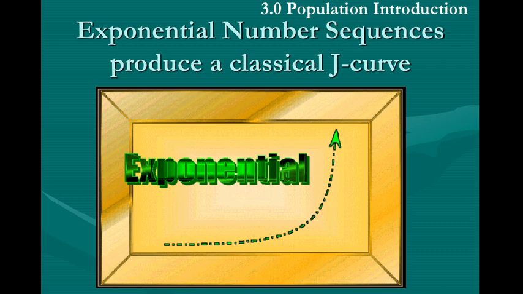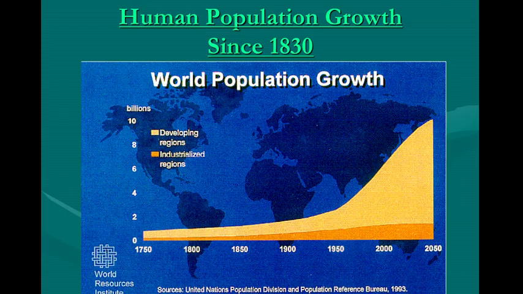When you go to graph them, they're producing something called a J-curve. Whenever you have exponential number sequences where the exponent is growing, it will produce a classical J-curve. And this is how the world population has been growing within the last 2 centuries.